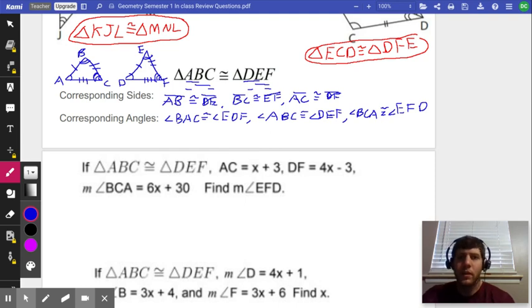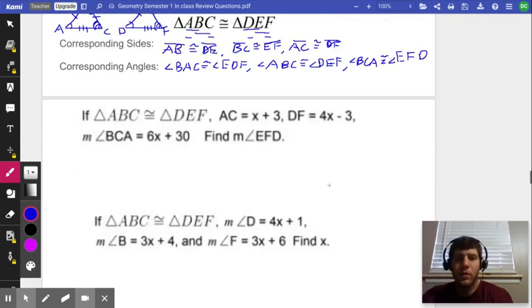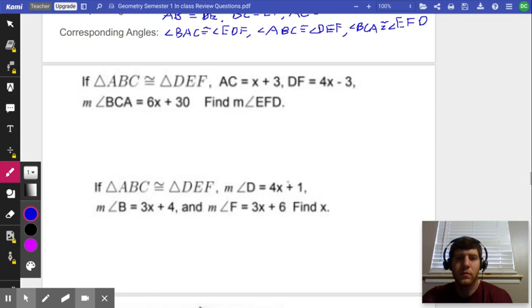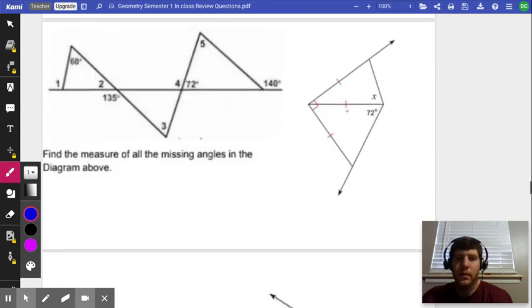Okay, geometry semester 1 in-class review, day 3. So we finished up day 2 here on this problem. We're going to skip over these and we'll start here with this one.